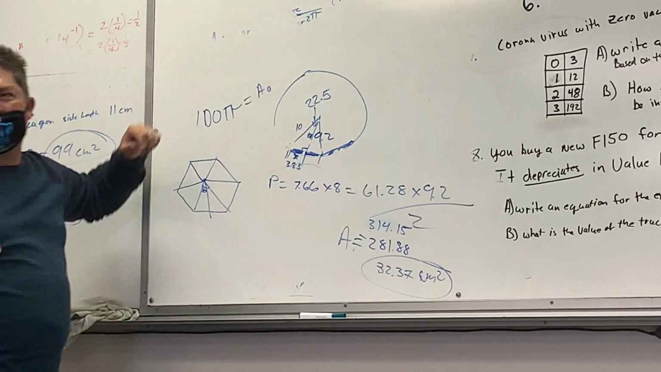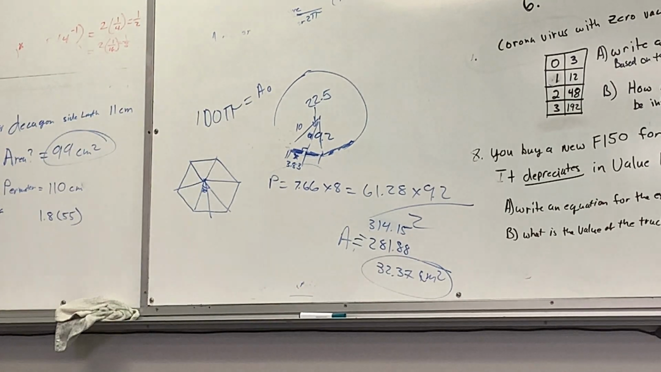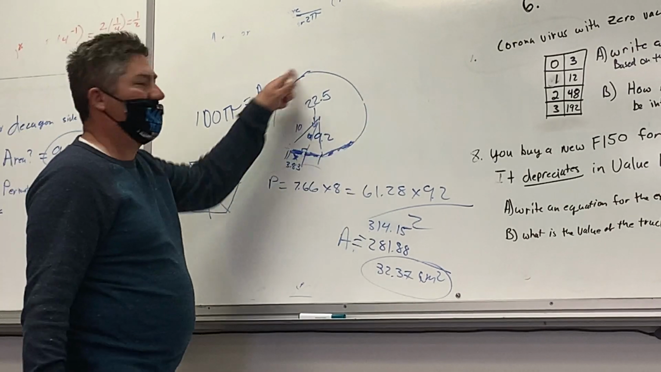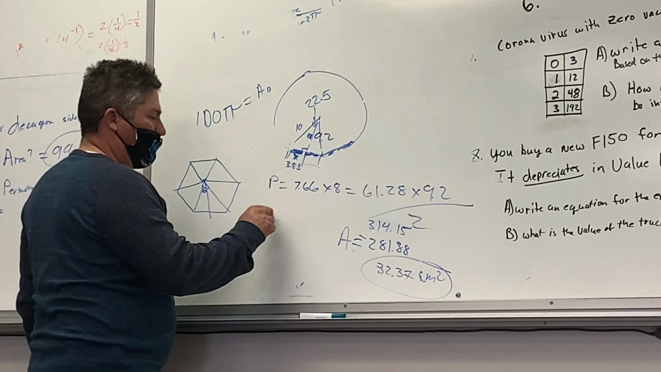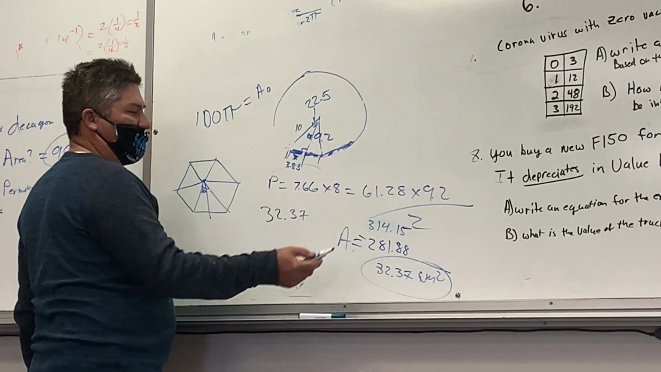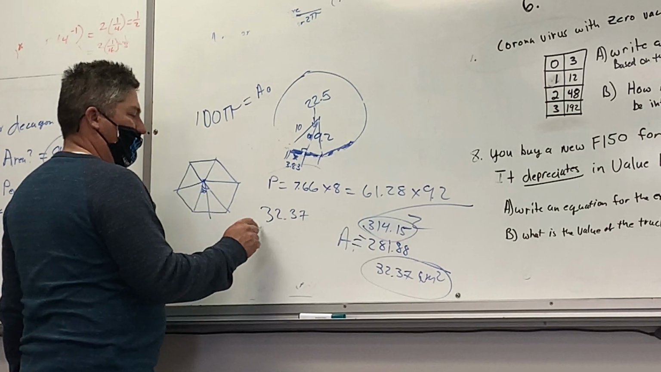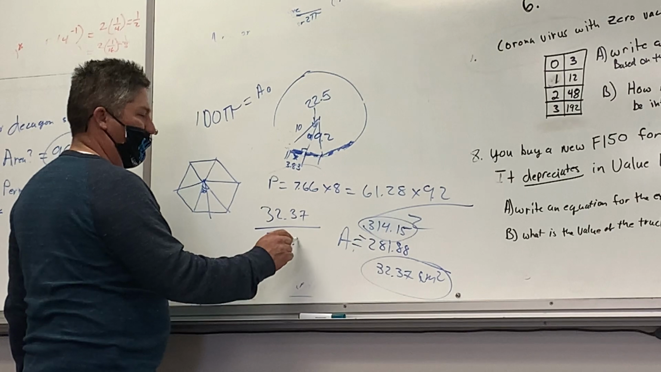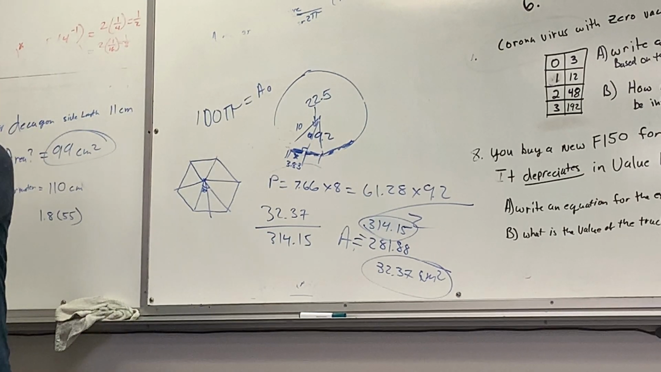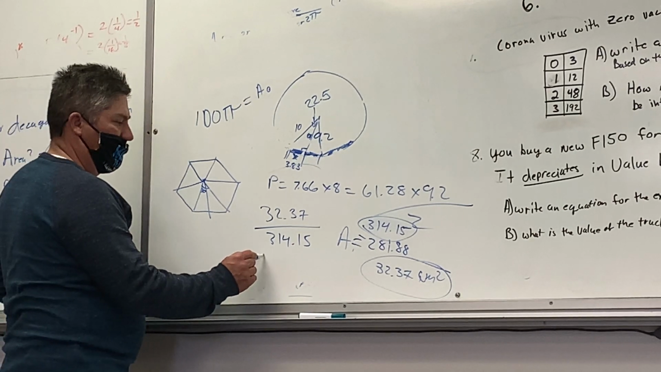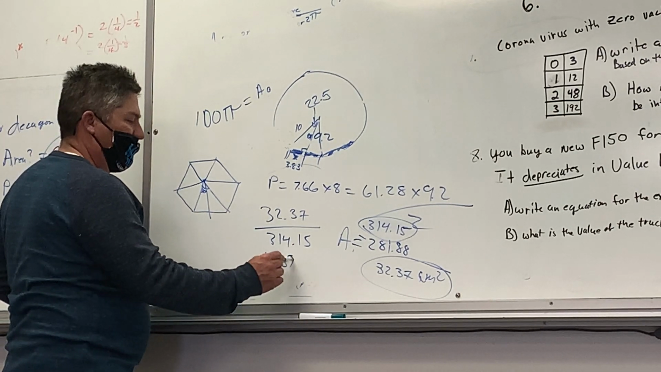Now, here's the next question. What's the probability of a point being in that shaded area? Don't subtract. Divide. That's the area of all the shaded parts, and you divide that by the area of the circle, right? So take 32.37 and divide it by the area of the circle, 314.15. What's the probability that a point is in those shaded areas? 10.3%.